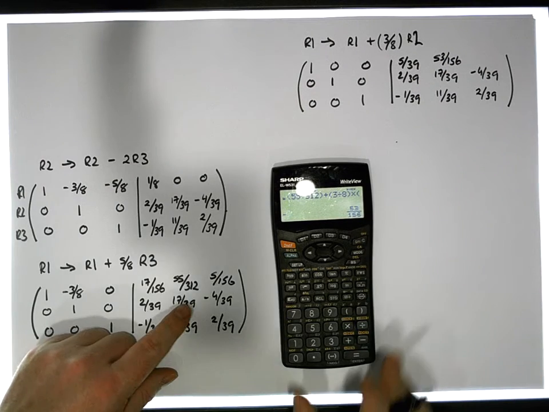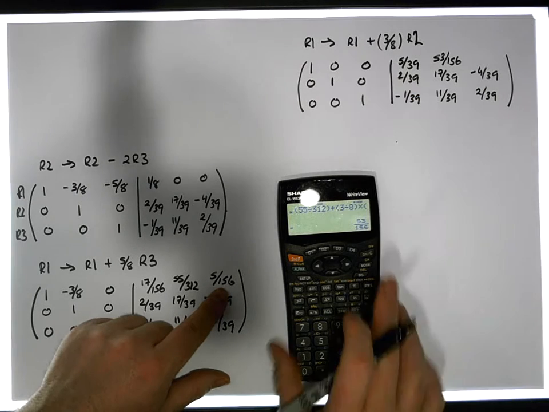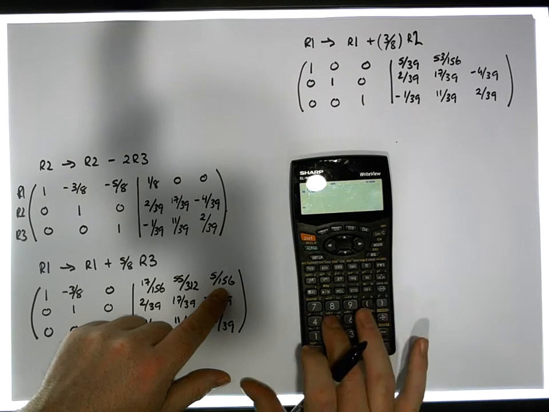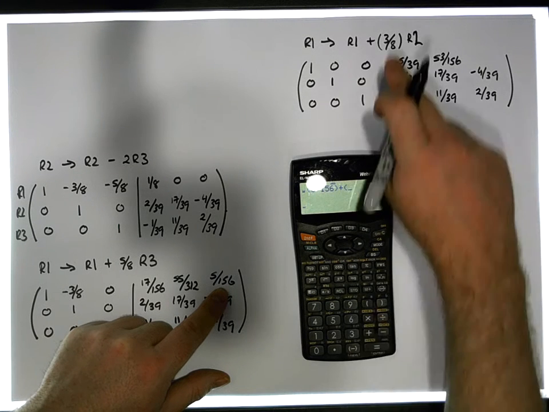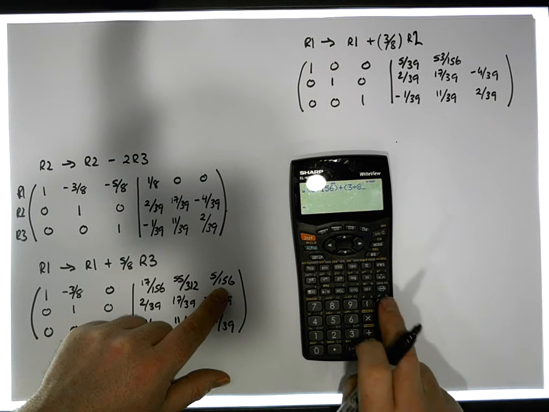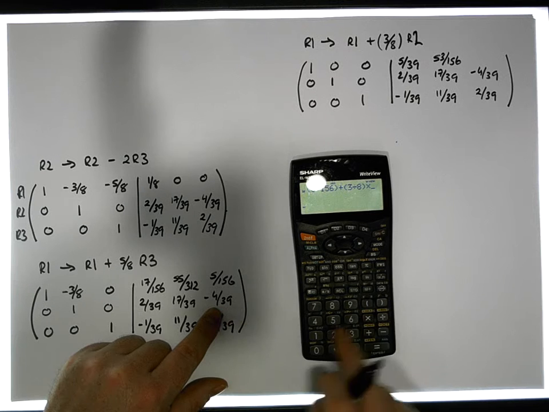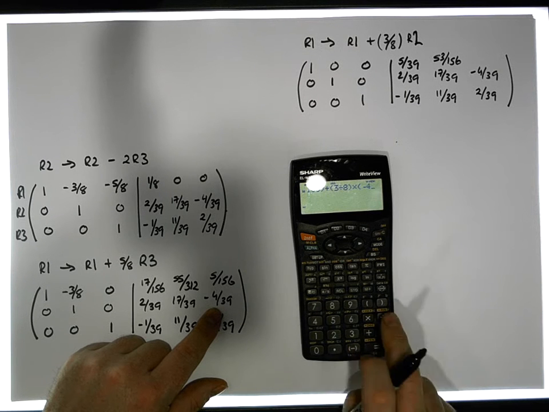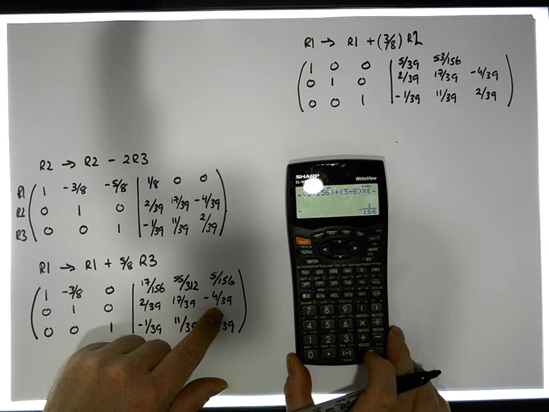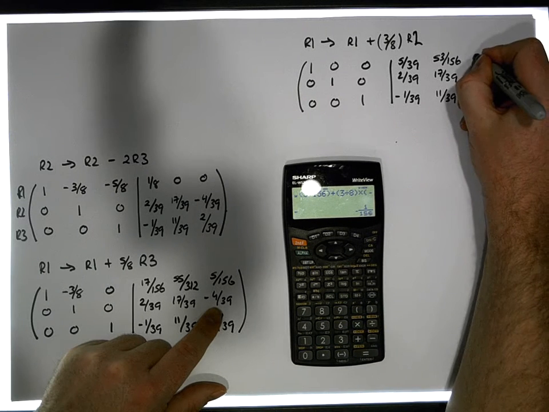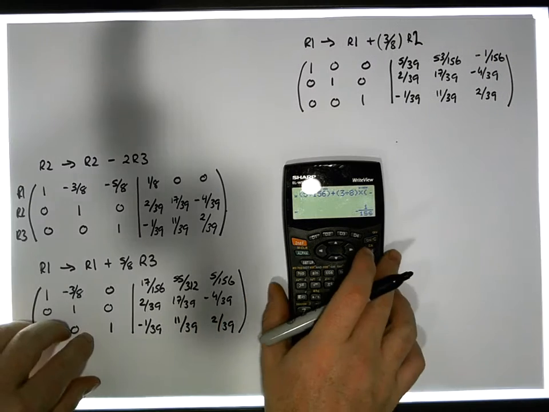And then our final value that goes in here is row 1's current value, which is 5/156. So let's put that in. It's 5 divided by 156, okay, plus 3 divided by 8, okay, multiplied by row 2's current value, which is minus 4/39. So it's minus 4 divided by 39, okay, which gives us a value of minus 1/156.